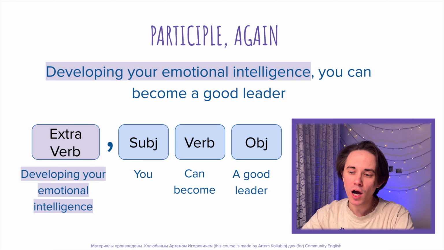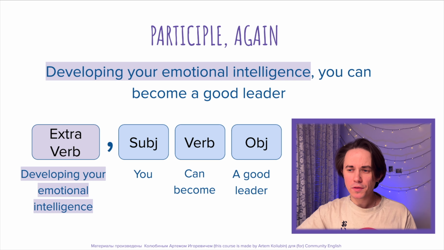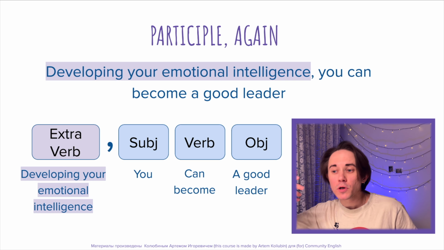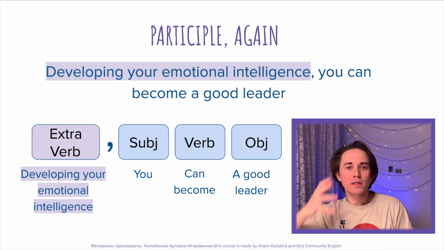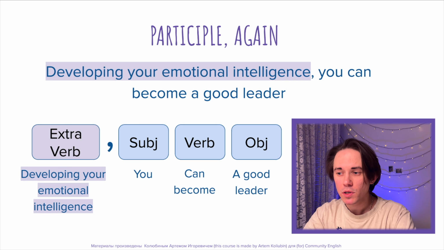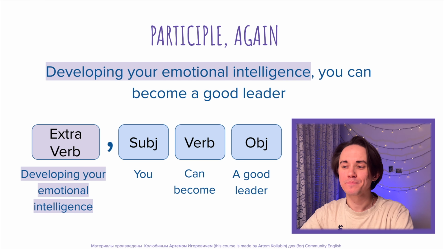And since we have a comma here, we have a little bit of a break, a pause when native speakers speak. So they would say, developing your emotional intelligence, you can become a good leader. This little break. We want to make it two parts, because in this way we show that it's an extra verb, an extra activity.